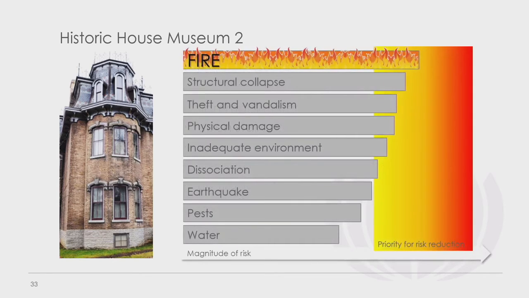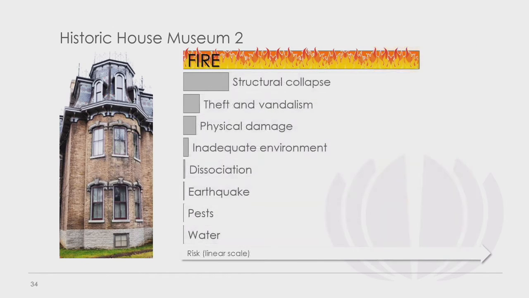Again, the fire risk tops the charts as an extreme risk. And again, the linear scale better illustrates the difference in the size of the risks.